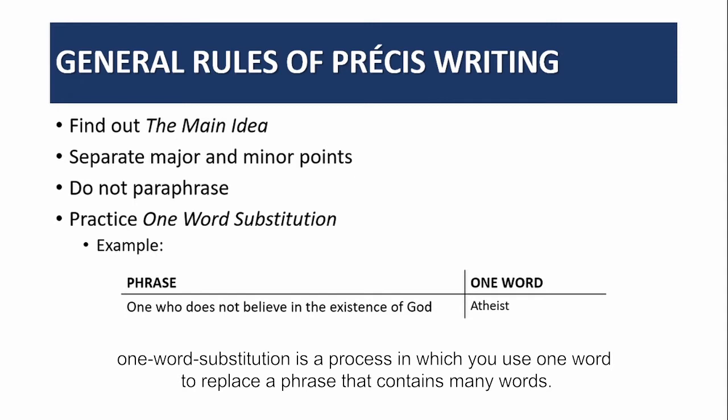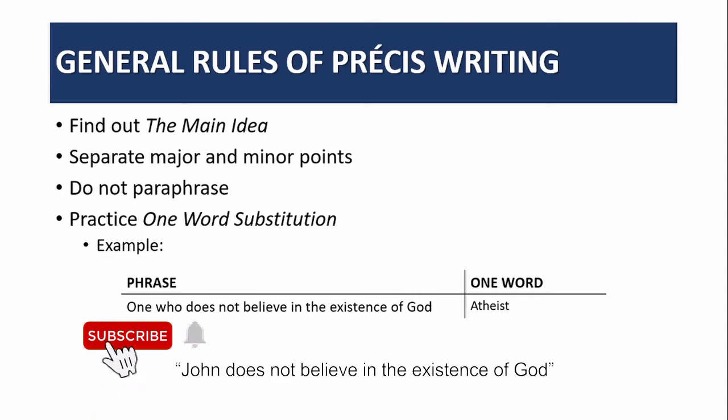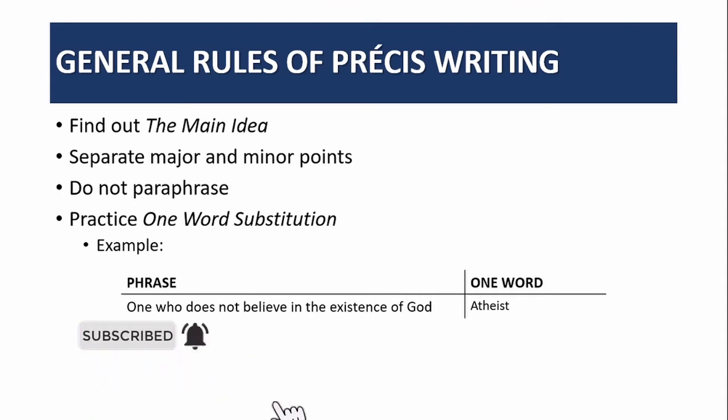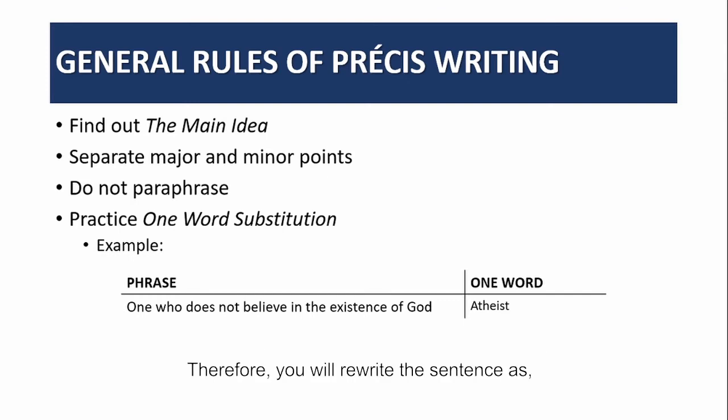contains many words. For example, you are given this sentence in the passage: John does not believe in the existence of God. One who doesn't believe in the existence of God is simply an atheist. Therefore, you will rewrite the sentence as: John is an atheist.